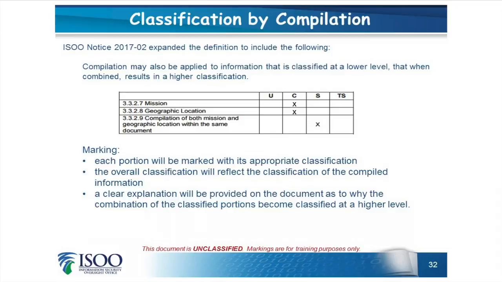Earlier in 2017, based on feedback from agency personnel, we expanded the definition of classification by compilation to include information that is classified at a lower level that, when combined with other information, can become classified at a higher level. When marking a document, each portion will be marked with its appropriate classification. The overall classification will reflect the classification of the compiled information. A clear explanation will be provided on the document as to why the combination of the classified portions become classified at the higher level.